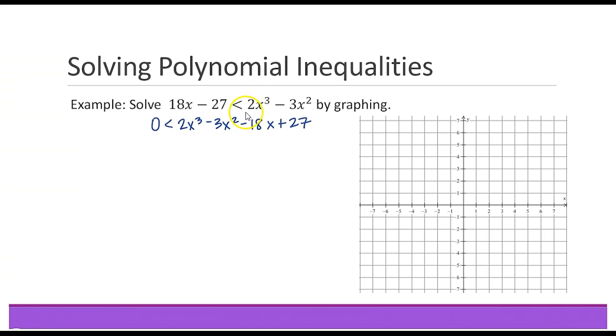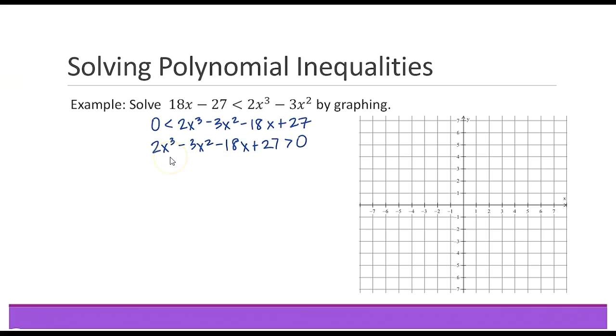And that was just to keep a positive leading coefficient. But if we want the 0 to be on the other side, then what we'd have to do is think about it as 2x cubed minus 3x squared minus 18x plus 27. When is that greater than 0? Right, so we want the inequality, the shark mouth, to be eating the 2x cubed part. So we have to flip it if we want it to be on the left-hand side.